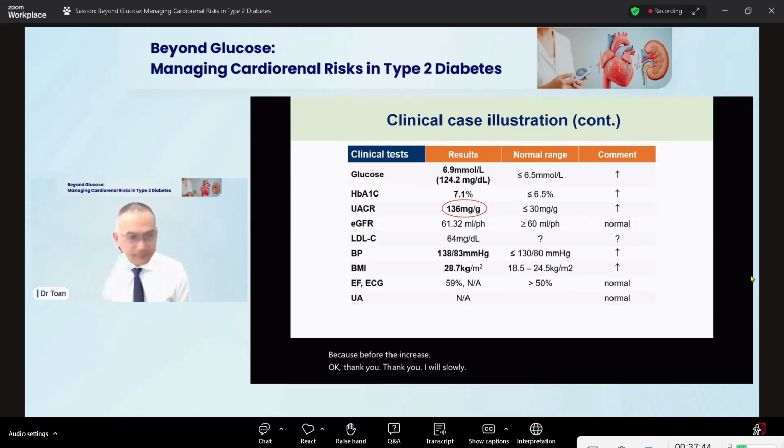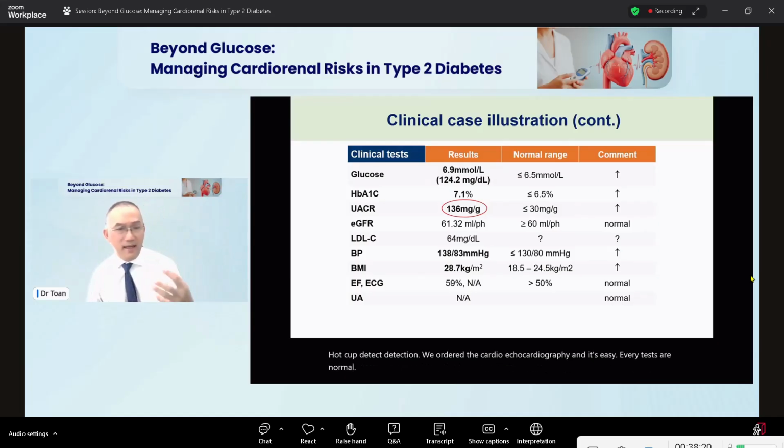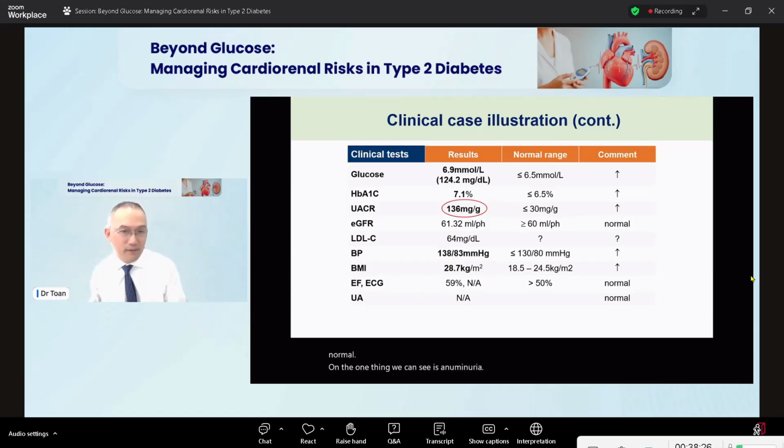In the test we ordered for the patient, there is albumin present in the urine. Yes, for heart detection, we ordered the echocardiography and ECG. Every test is normal. Only one thing we can see is albuminuria. The patient has had diabetes only 3 years.